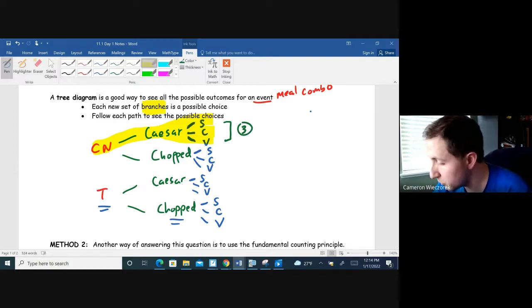But then we could do it 3 more times with the middle option here. So chicken noodle, chopped salad, steak. Chicken noodle, chopped salad, chicken. Chicken noodle, chopped salad, veggie. Boom, there's another 3 options.